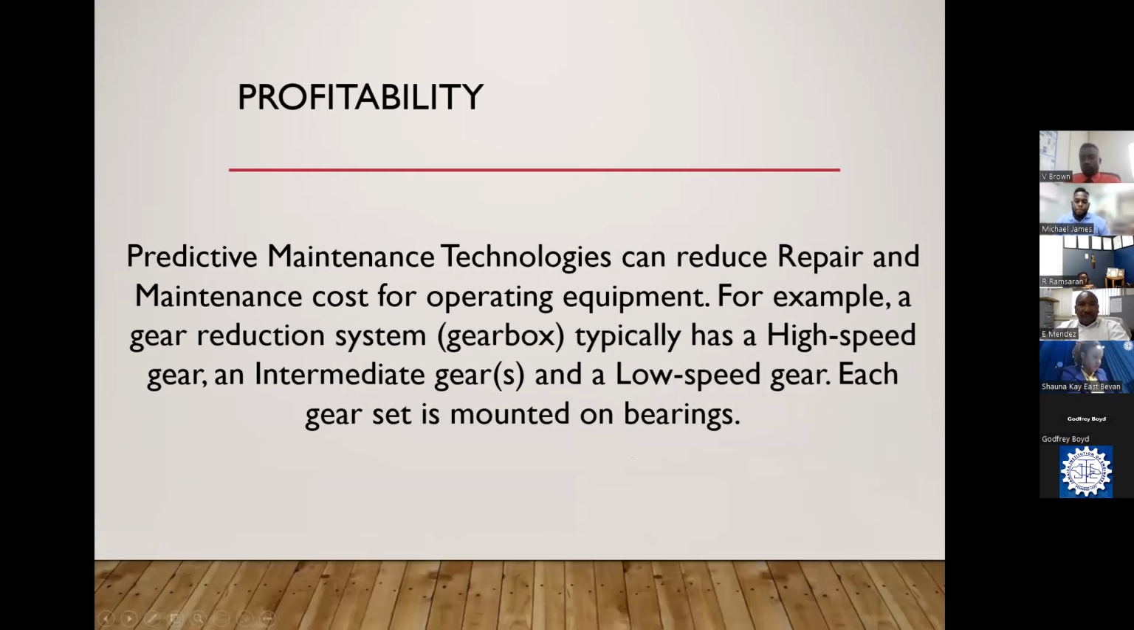Profitability. Predictive technologies can reduce repair and maintenance costs for operating equipment. And I'll give you an example. So a gearbox typically has an input shaft, an output shaft, and it will have a high-speed or low-speed gear and some intermediate gears in between, 1 or 2, maybe more, right?